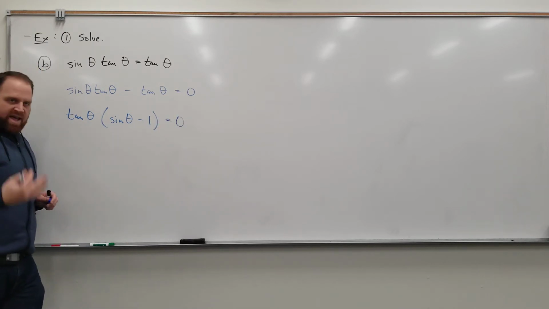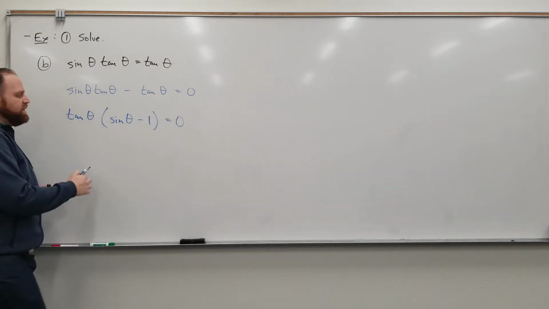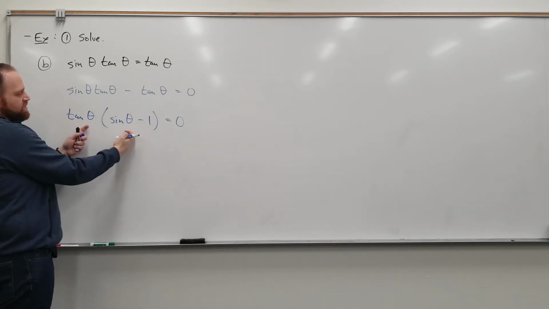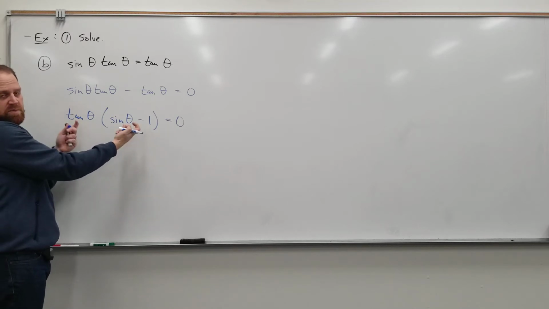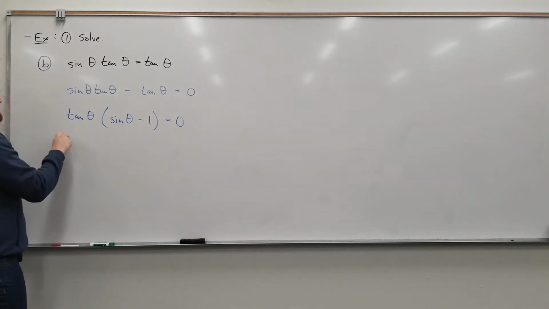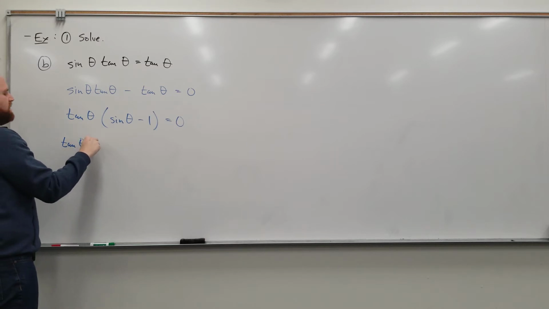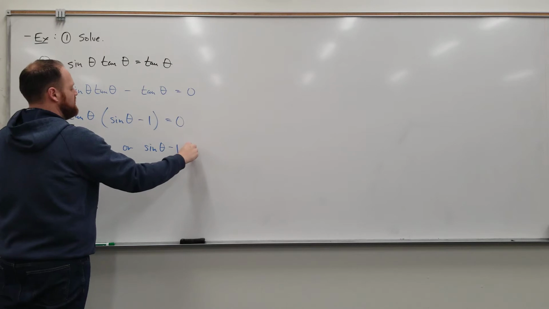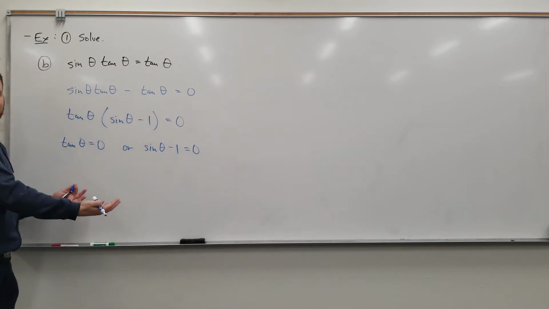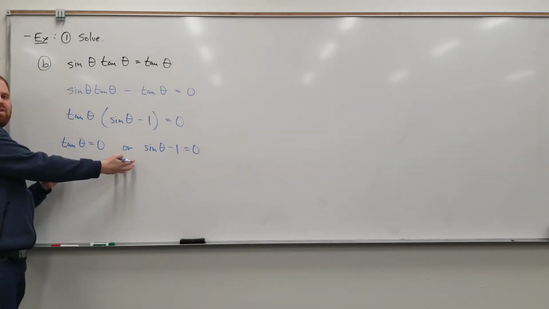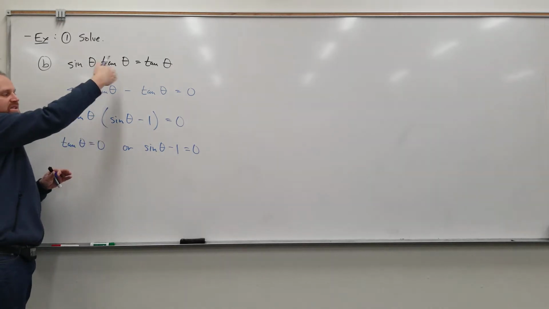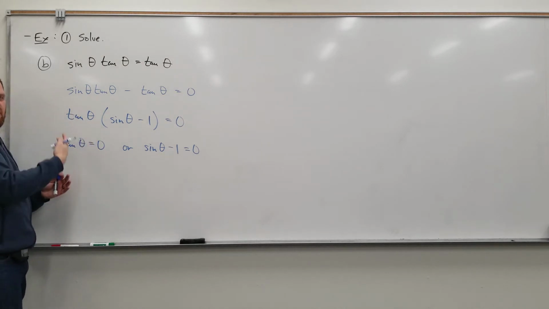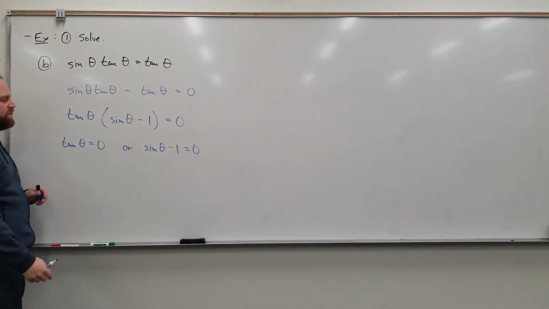Okay. Now we apply the zero product principle, right? We can say, well, if this times that equals 0, then one of these two things must equal 0, or maybe both. So we would say tan theta equals 0, or sine theta minus 1 equals 0. And now you can see you have those same 2 cases that you would have gotten if you had done it case-wise. But this is a little bit more elegant. It's a little more generalizable. So we like doing it this way.